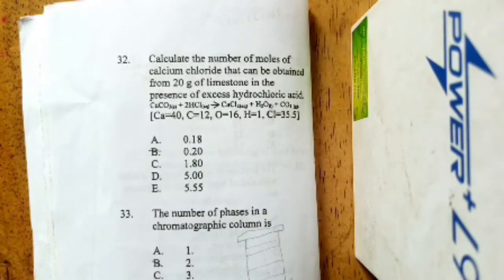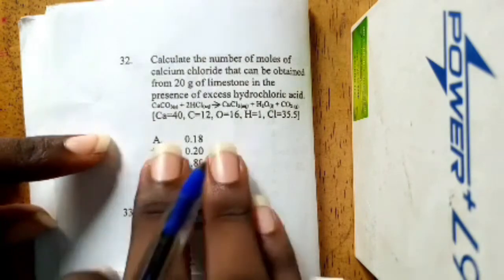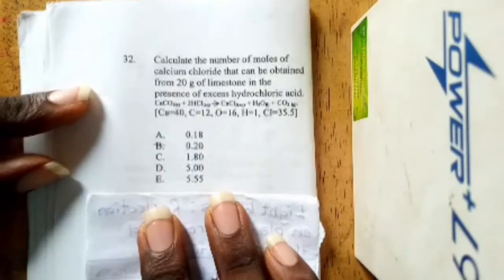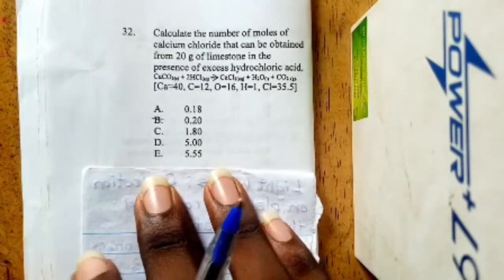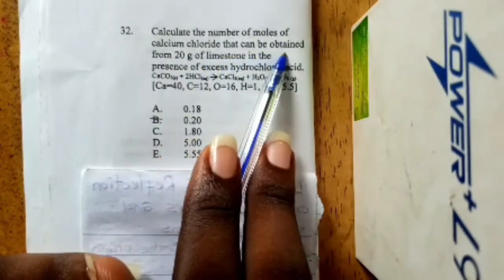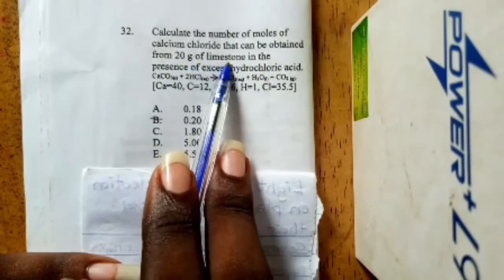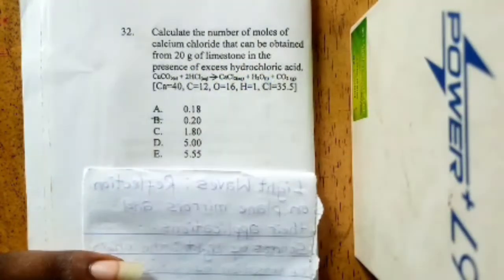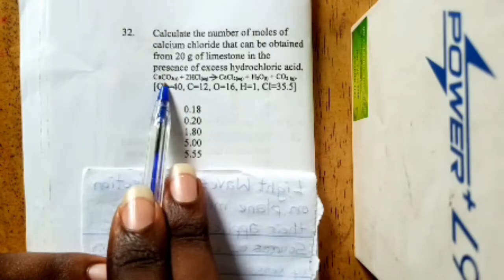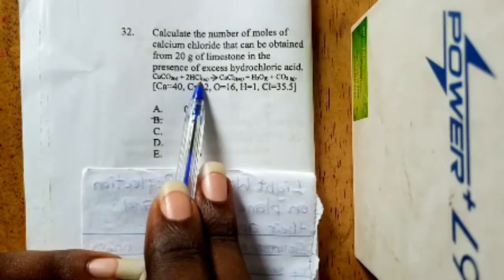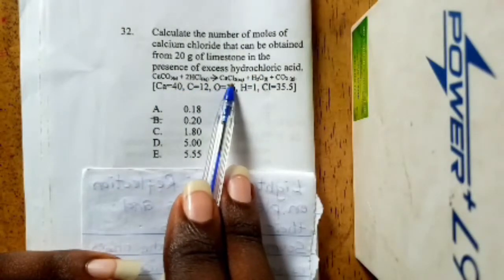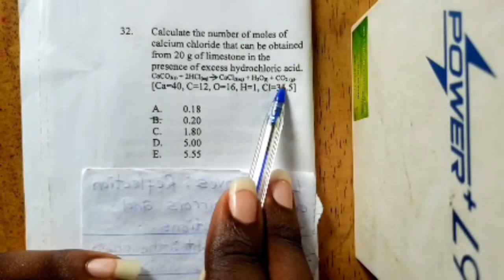Okay, so I have my first question we're solving today. This is a NECO 2019 past question. This is the objective part of the question, question 32. And it says, calculate the number of moles of calcium chloride that can be obtained from 20 grams of limestone in the presence of excess hydrochloric acid. And this is limestone, calcium trioxocarbonate(IV), plus 2HCl. HCl, that's hydrochloric acid. It combines to give us calcium chloride, water, and carbon dioxide.